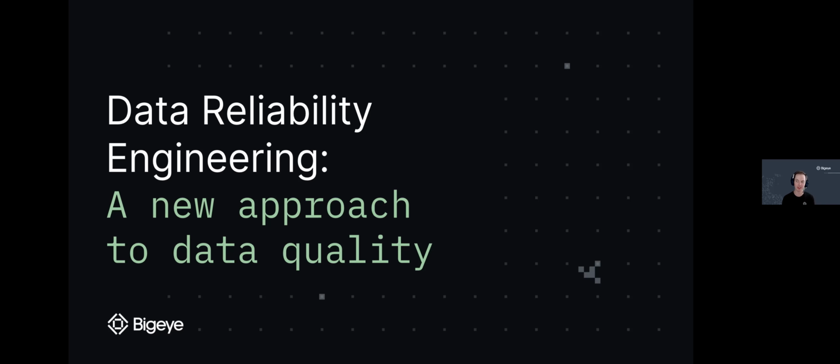Today we are going to be talking about data reliability engineering and why this approach to data quality exists, where it came out of, and we'll end with some actual real world examples of how this is applied today in practice.